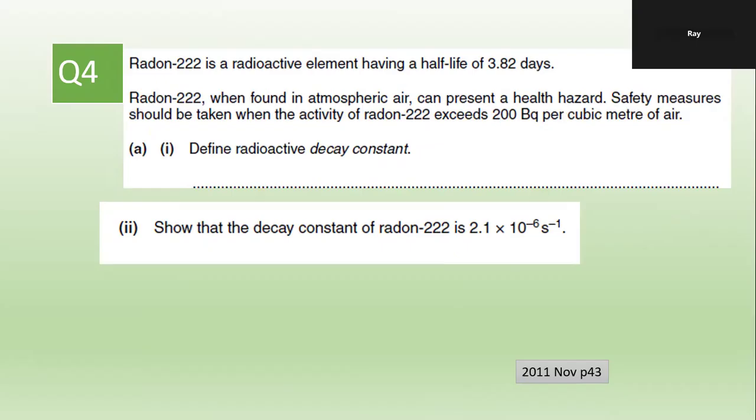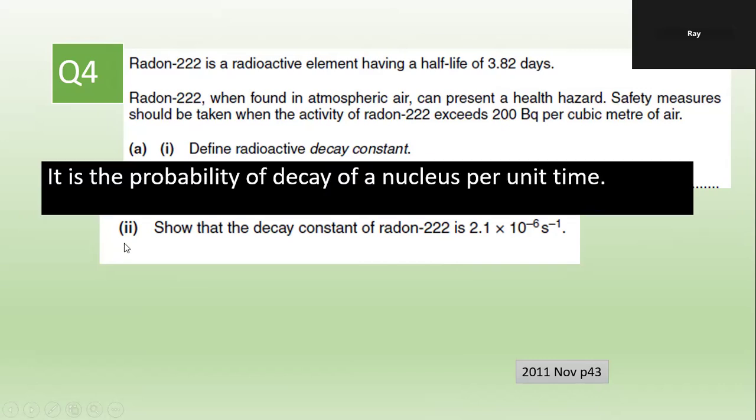Okay, last question. Radon-222 is a radioactive element having a half-life of 3.82 days. Radon-222, when found in atmospheric air, can present a health hazard. Safety measures should be taken when the activity of radon exceeds 200 becquerel per cubic centimeter of air. Define radioactive decay constant. That's the first part. Memory work. You should be able to score that. Probability of decay per unit nucleus per unit time.